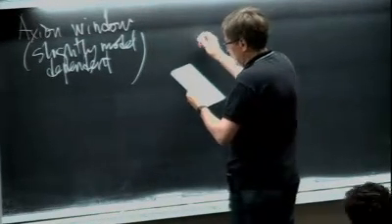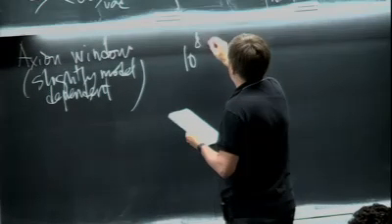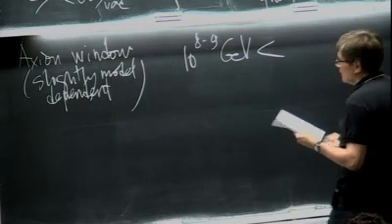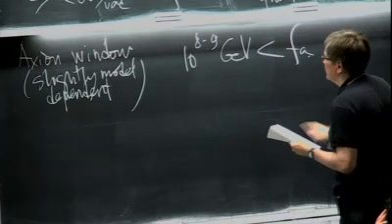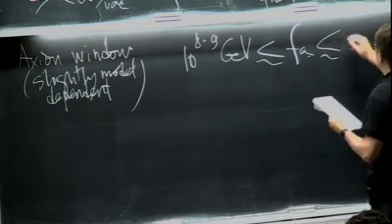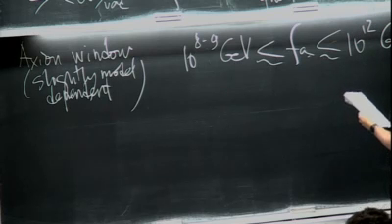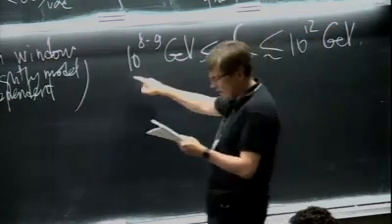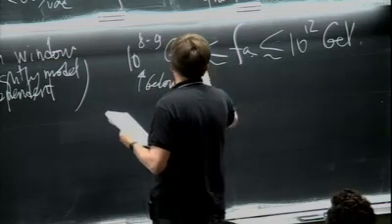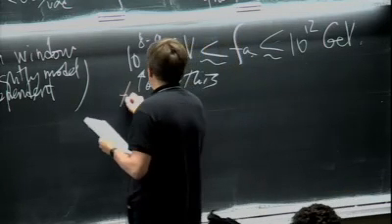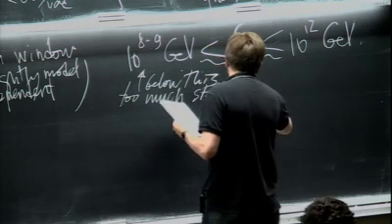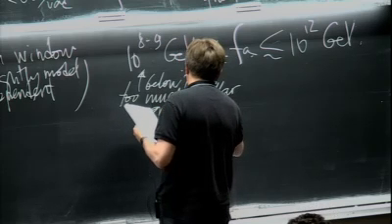But in general, if you're generous, you'd say that this f_a scale is likely to be larger than this and smaller than 10 to the 12 GeV. Maybe this bound is far more robust. Below this, there is too much stellar energy loss.